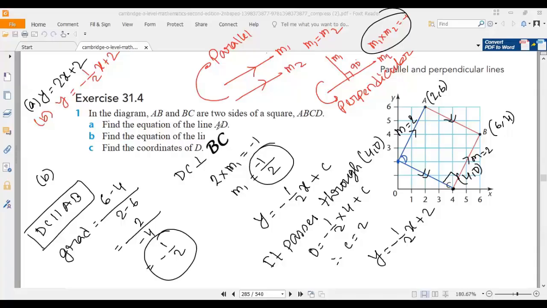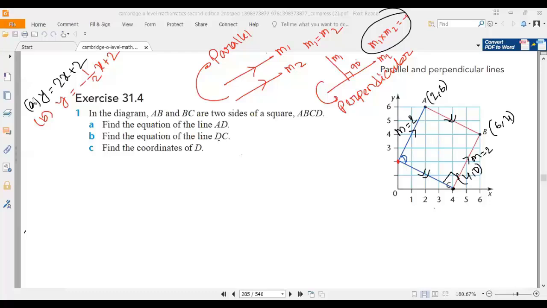Now the question asks to find the coordinates of D. If you look at the graph, the coordinate of D can be found using AD and DC. This D is the intersecting point of these two lines, AD and DC. So if we can find the solution of these two simultaneous equations, then we can easily find the coordinate of D. Now, to find it, we need to find the intersecting point, that means the values of x and y from these two equations.